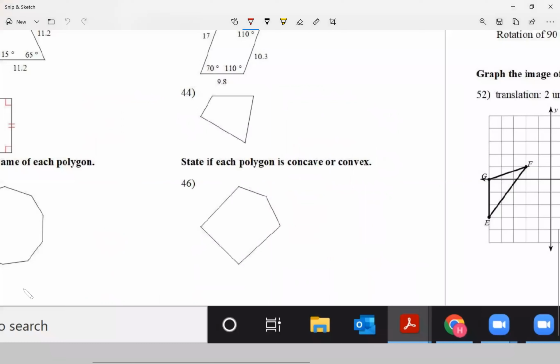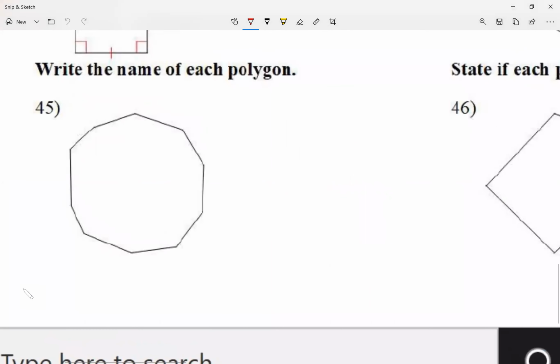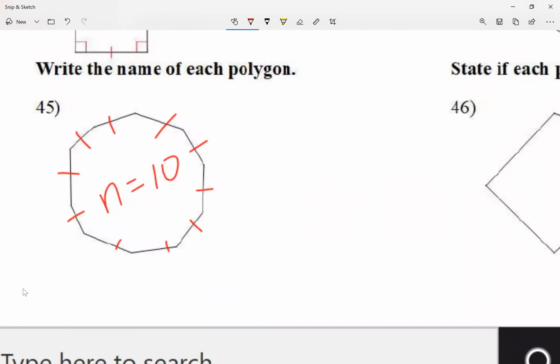All right, for a review of the week, let's take a look at questions 45 through 50. Okay, so 45 to begin with. Write the name of each polygon. I gave you guys a list a couple of days ago. So let's actually count how many sides there are. There's 1, 2, 3, 4, 5, 6, 7, 8, 9, and 10. Let me just write n is equal to 10. That means how many sides there are. We talk about a list, and I call this decagon.